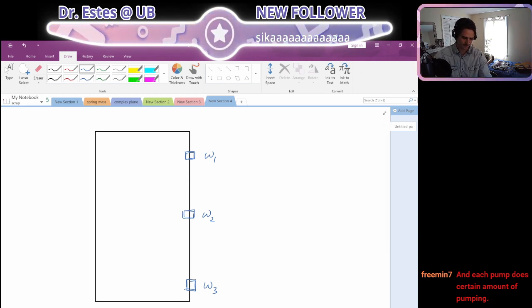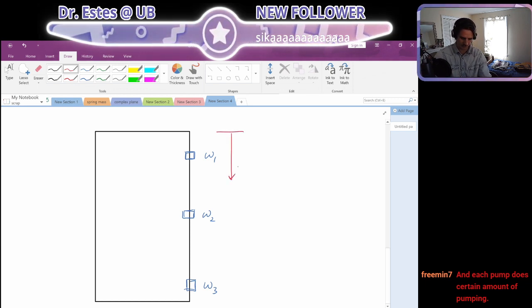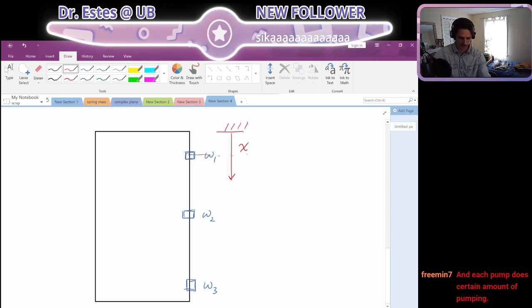And like you said, you could define some coordinate along the length of the pool so that each pump is located at some spatial point.